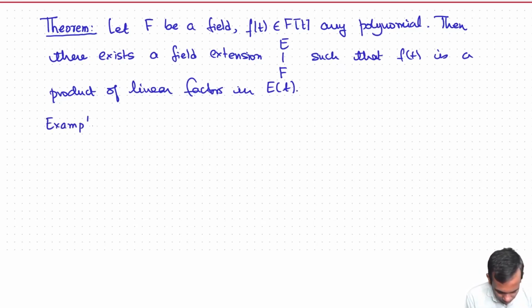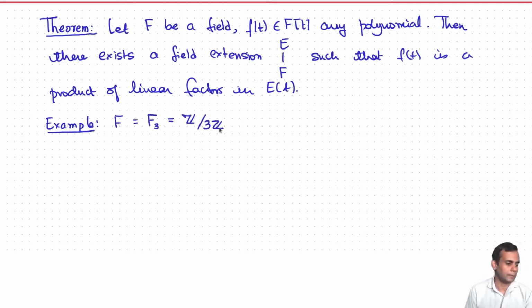So just to reinforce the abstraction that may be involved here, let's start with F being the field with 3 elements, which is just the integers mod 3. Since 3 is a prime, that's a field. And let's take p(t) to be the polynomial t to the power 8 minus 1.